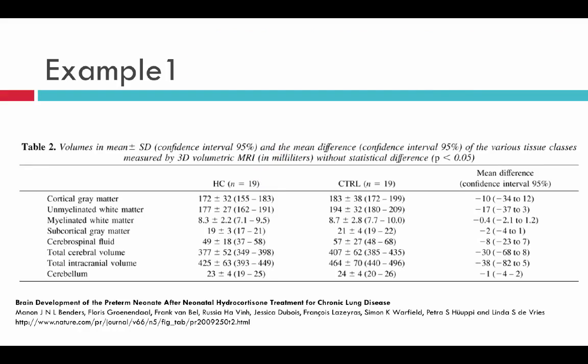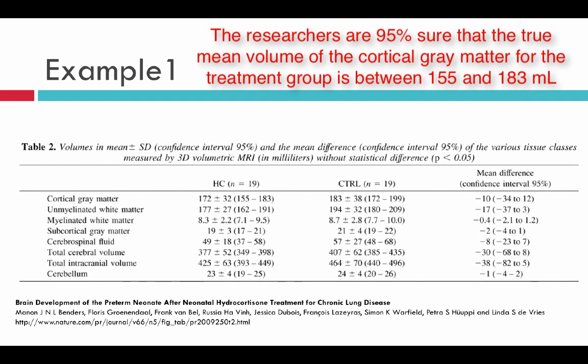Now we want to be careful because there are really common misinterpretations of these intervals. Here's one. The researchers are 95% sure that the true mean volume of the cortical gray matter for the treatment group is between 155 and 183 milliliters. This is not correct. We are not 95% sure the true volume is contained in this interval, but rather we have 95% confidence in this interval.